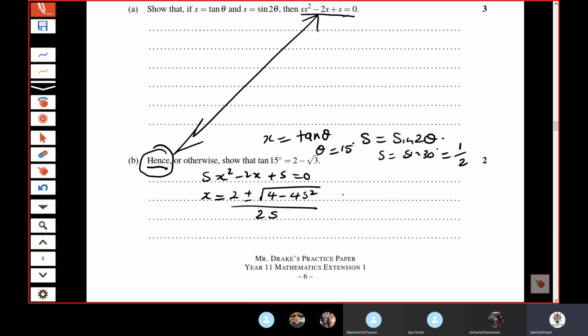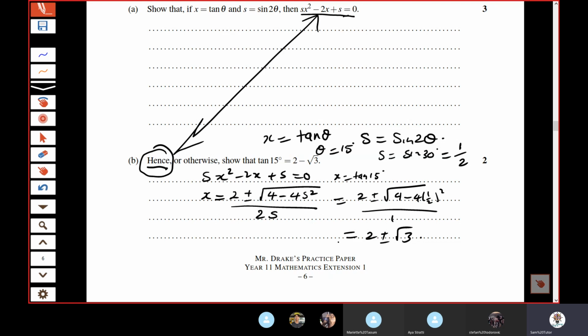So now you're going to fix this one up. x is obviously tan 15 now. I think we all agree with that. x is tan 15. And then, which means here, this equals 2 plus minus square root of 4 minus 4 times a half, squared, on 2 times a half, which is 1. 4 times a quarter, that becomes 1. 4 minus 1 is 3. That gives me 2 plus minus root 3. Still with me?